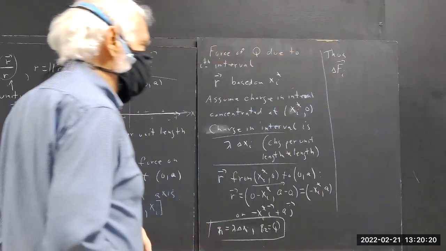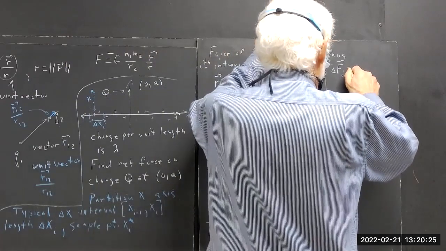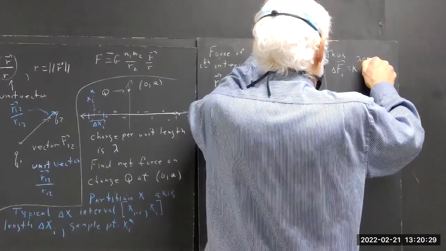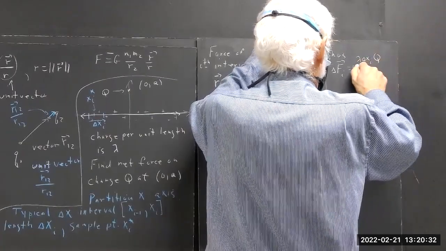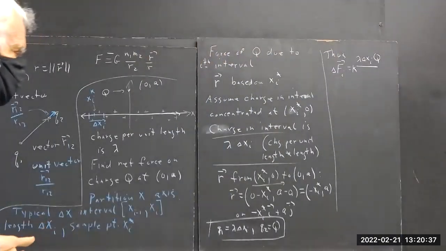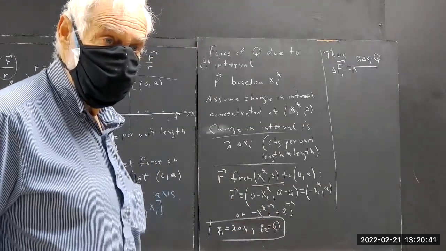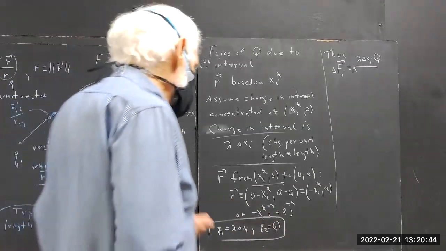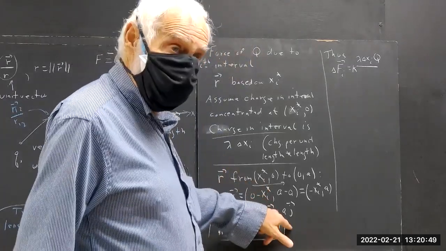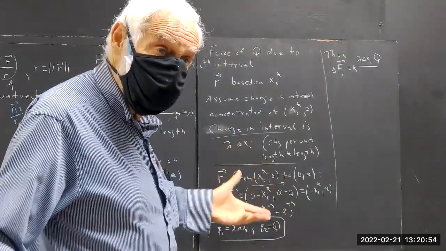I'll write the force as delta F sub i. It's going to be K Q1, which is lambda delta xi, Q2, which is Q, over R squared. Okay, well, what's R squared? It's xi star squared plus a squared, right? R is the square root of the sum of the squares by the Pythagorean theorem. We want R squared, so we don't even have to worry about a square root.